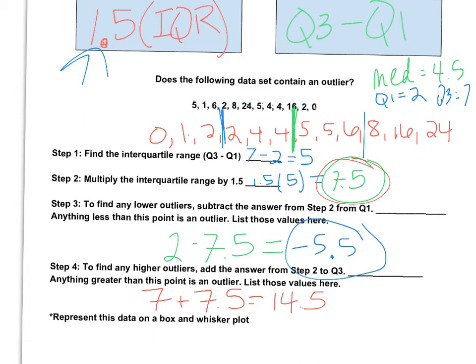And so up here in step 3, we didn't have any numbers that were less than negative 5.5. We don't even have any negative numbers. So we don't have any outliers on the lower end of our data. However, we do have 2 outliers on the upper end of our data, 16 and 24. 16 and 24 are both higher than 14.5. So they are both considered outliers.